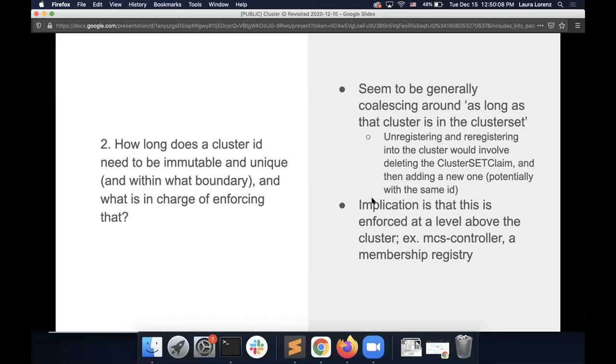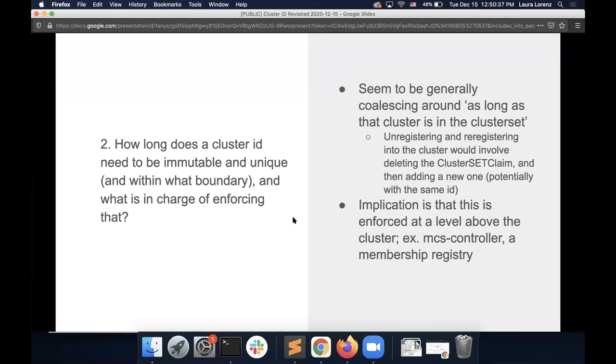We're circling back to the original cluster ID quagmire, which was exactly this: how prescriptive do we need to be? What about people who are importing old clusters? What about people who don't want to use UUIDs? What about human readable cases?